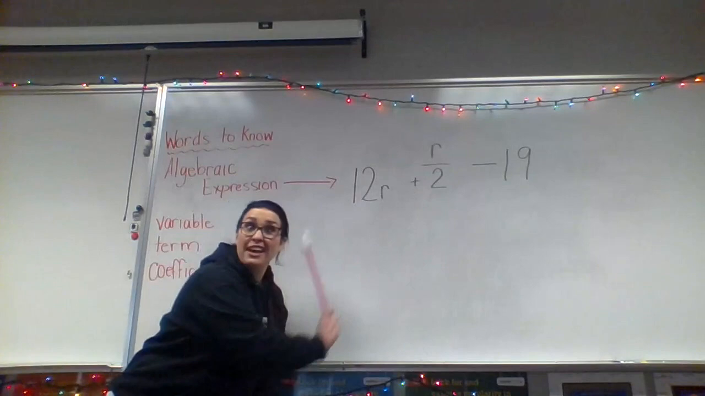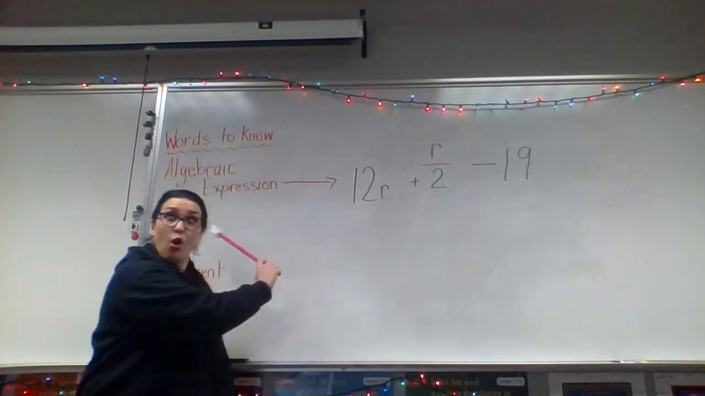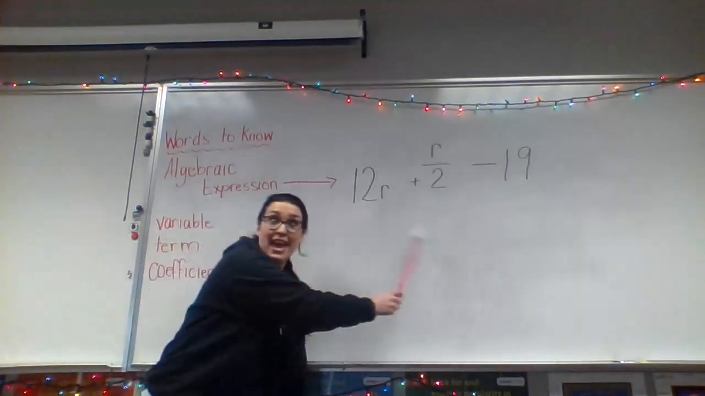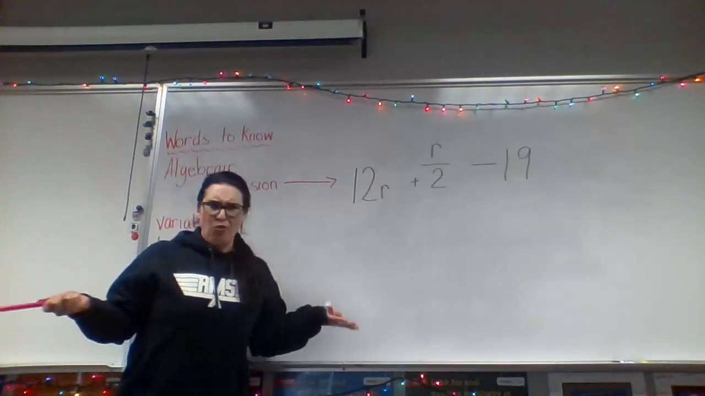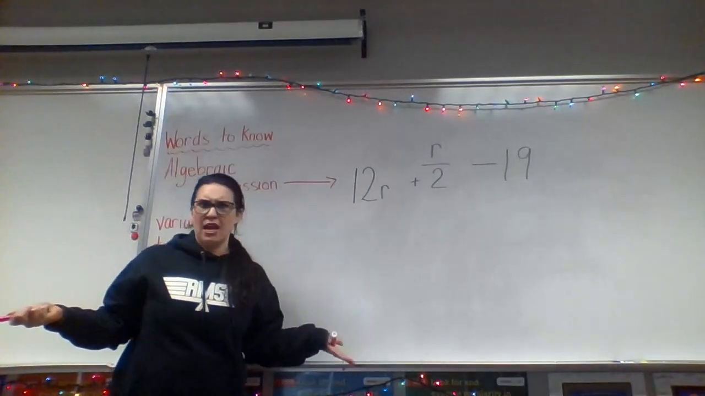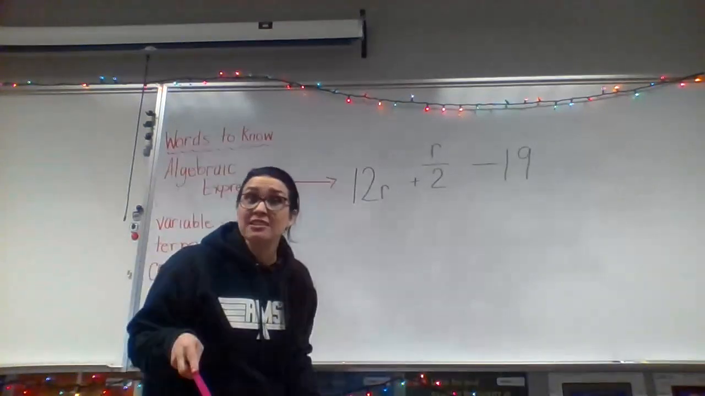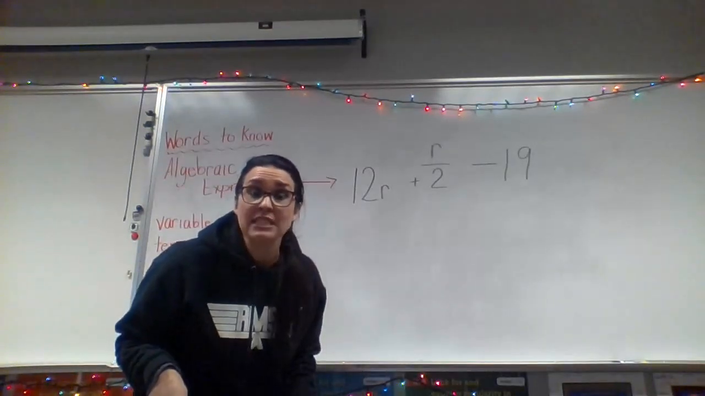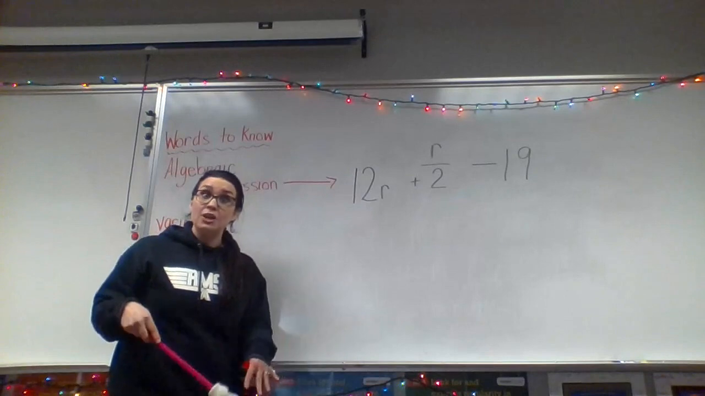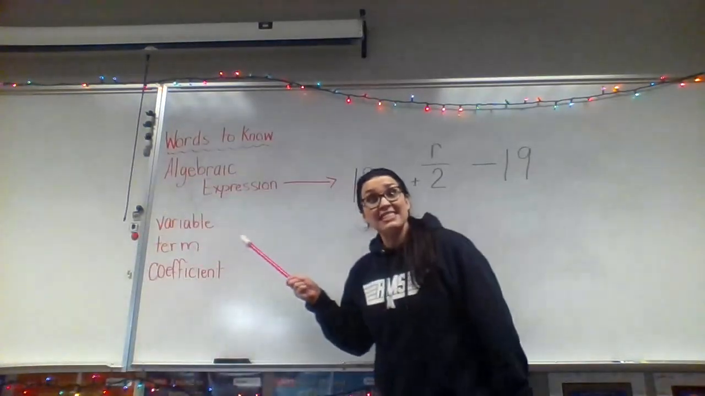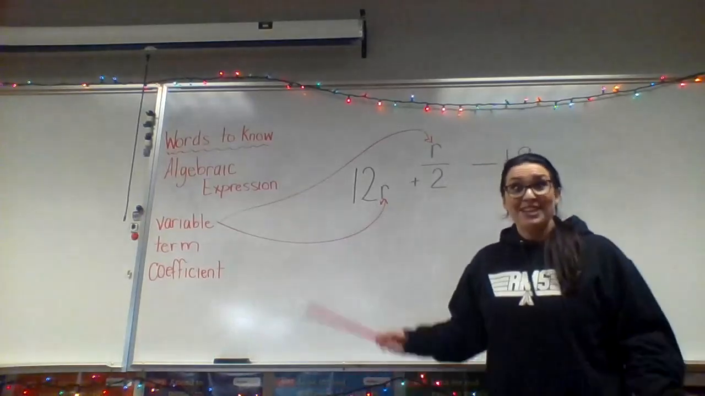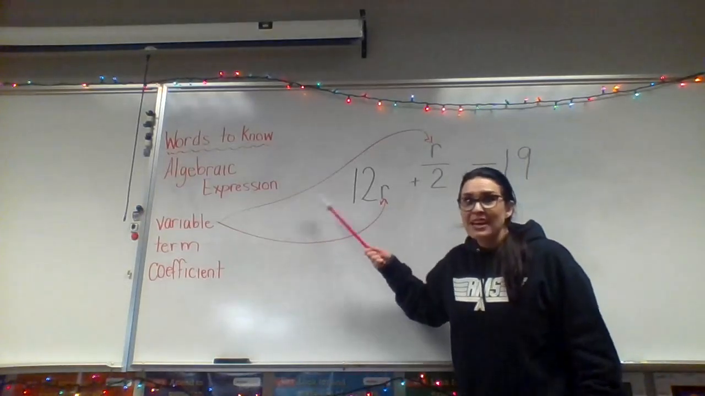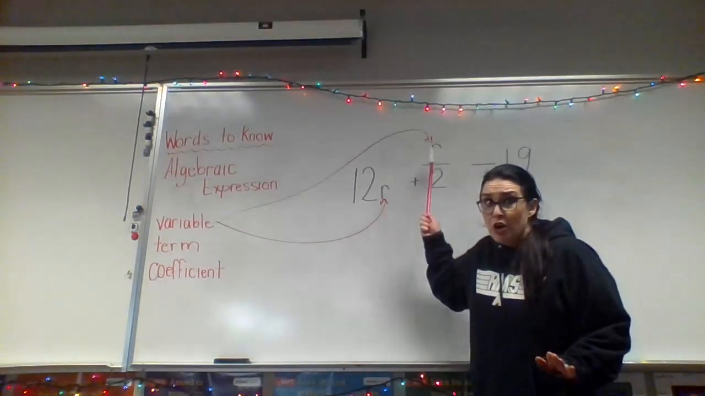This whole thing is an algebraic expression, okay? The whole entire shebang counts as an algebraic expression. What makes it an algebraic expression, Mrs. Schlecht? That is a fabulous question. Thank you for asking. What makes this an algebraic expression is the second vocabulary word, variable, that we're going to talk about. All right, so a variable, my friends, is this letter R right here.